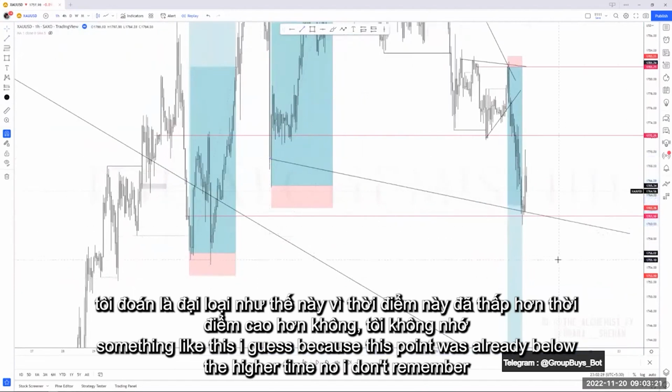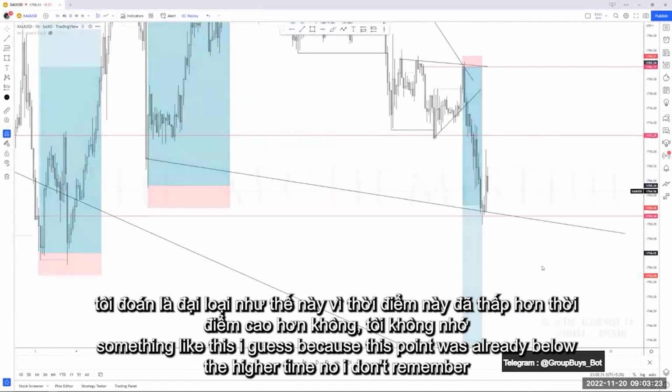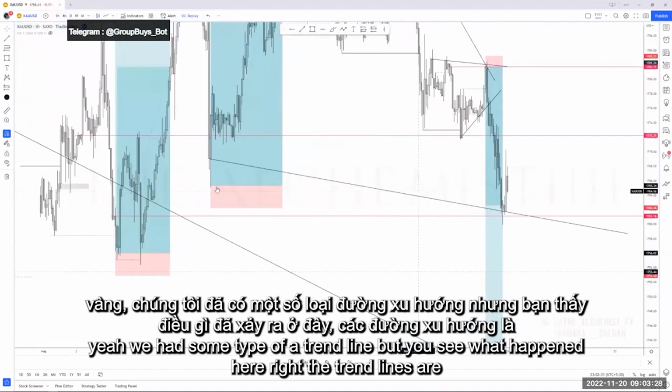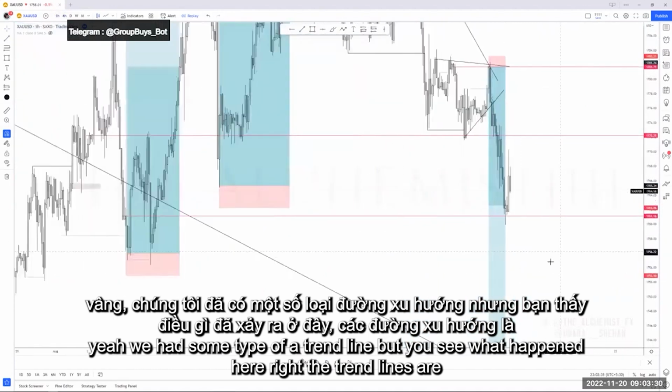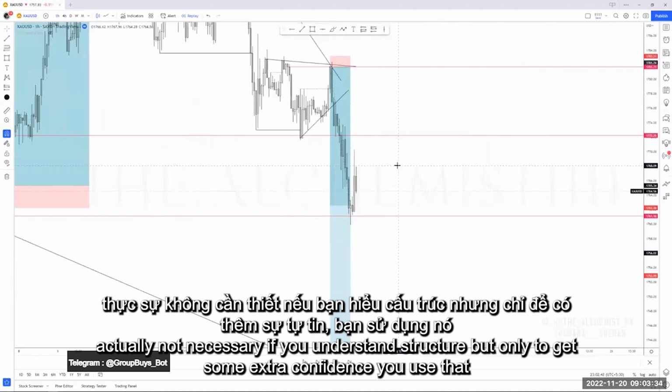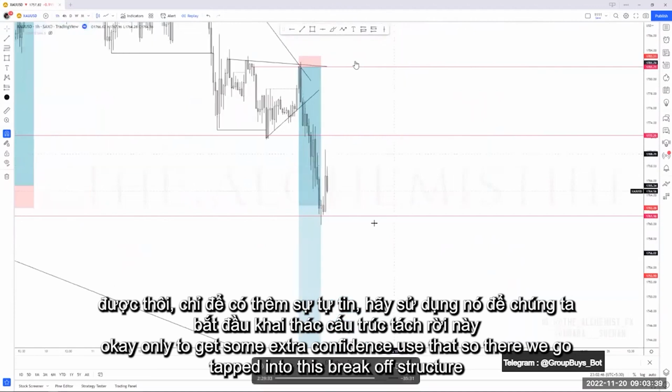Something like this, I guess. Because this point was already below the higher time. No, I don't remember. Yeah, we had some type of a trend line, but you see what happened here, right? The trend lines are actually not necessary if you understand structure, but only to get some extra confidence you use that.